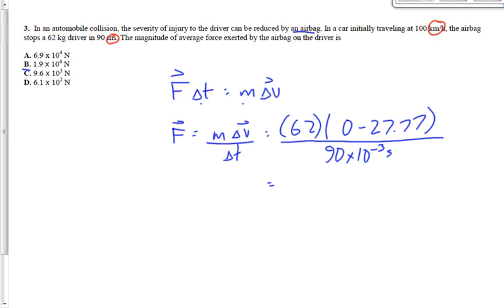We do the math there. I think we do end up getting negative 1.9 times 10 to the 4 newtons. But since they only asked me for the magnitude of it, positive is okay.